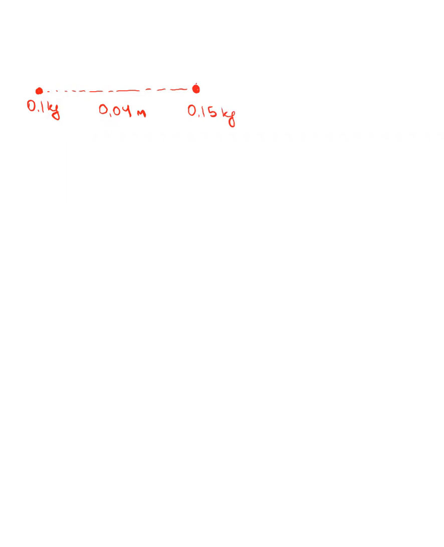And then we have this third object above. This object is 3 centimeters away, so 0.03 meters. And this object weighs 75 grams, 0.075 kilograms. And so the question is, find the center of mass of these 3 points.